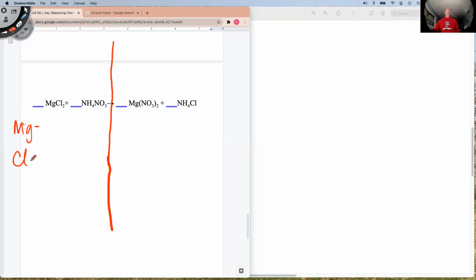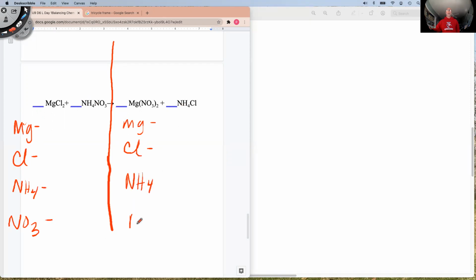We have chlorine. We have, see this thing right here? This is a polyatomic ion as well. That's ammonium, so we have an NH4. And then we also have nitrate, which is NO3. The faster you recognize that, the easier your life is going to be, because you treat that as one packet. Here's my chlorine. Here's another NH4 on the other side.